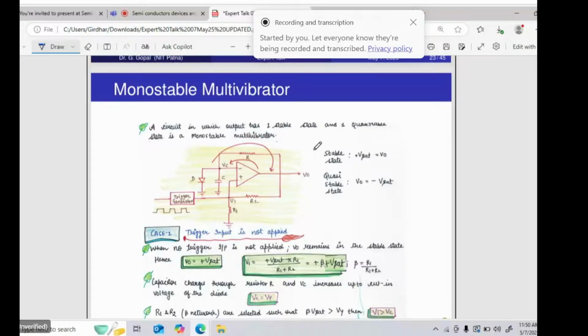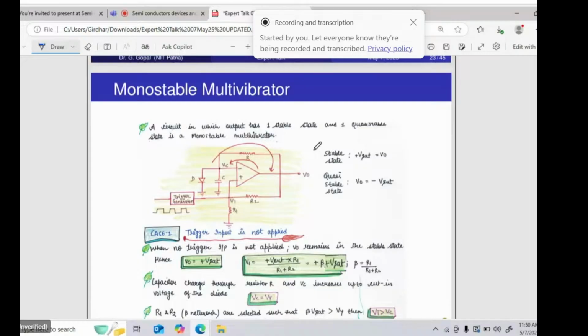So this is one state only. This is one state only. This state, it can stay here for only a short period of time. So this state we represent as a quasi-stable state. In quasi-stable state, it does not mean that the output voltage is not plus V sat or minus V sat. You can treat any voltage as a quasi-stable state or the stable state.